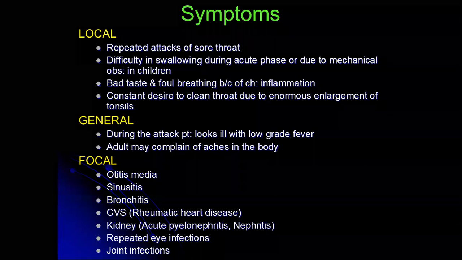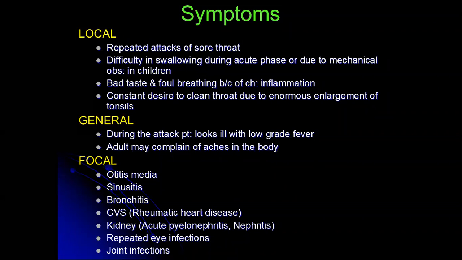The second is difficulty in swallowing during the acute phase due to mechanical obstruction in children. When there is an enlarged parenchymatous tonsil, kissing tonsils, the space is full with tonsil, so they have difficulty in swallowing. That is called mechanical obstruction. The third is bad taste and foul breath because of chronic inflammation.